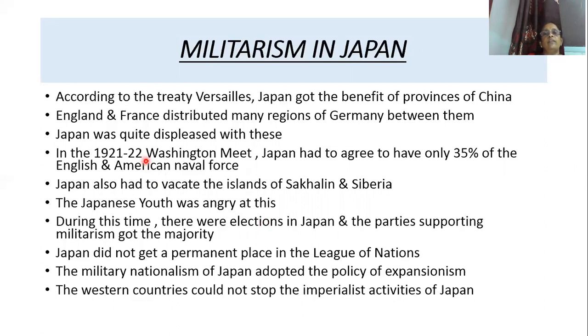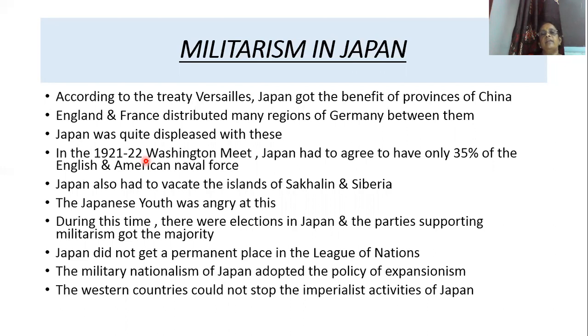According to the Treaty of Versailles, Japan got the provinces of China. And England and France got many of the places of Germany, and Japan was not satisfied with that. So there was a meeting in Washington in 1921 to 22.